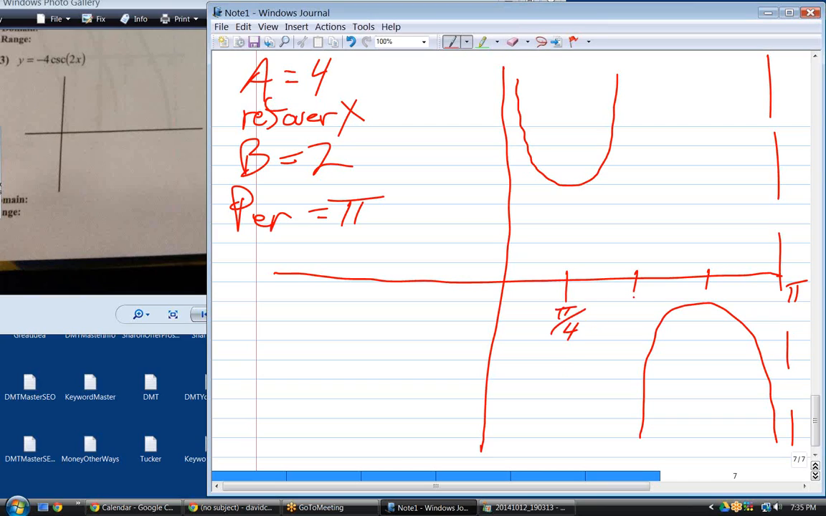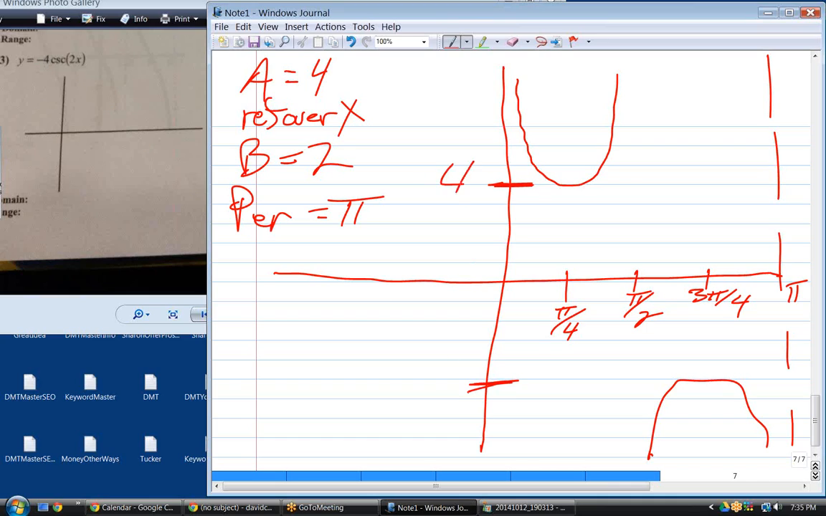Pi over 4, pi over 2, 3 pi over 4. Right? Let me try to make it a little more accurate. In this case, we've already applied the 2, making the period pi instead of 2 pi. And the stretch factor of 4 means what? What are these points right here? They're 4 and -4.